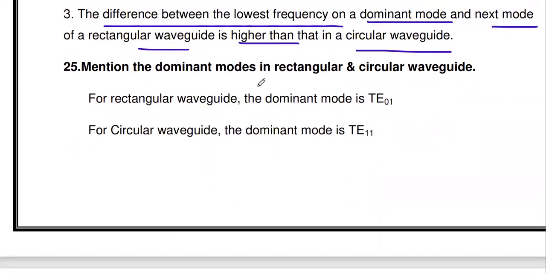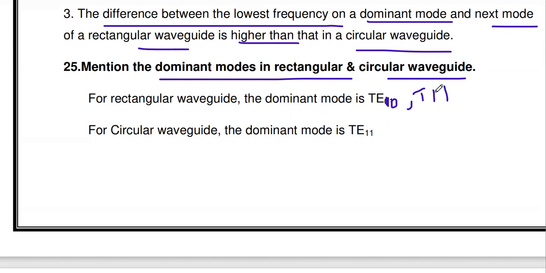Okay, then the next thing, mention the dominant mode in rectangular and circular waveguide. In rectangular waveguide, the dominant mode is TE10. In circular waveguide, the dominant mode is TE11. You just compare it. Rectangular waveguide: TE10. Circular waveguide: TE11.